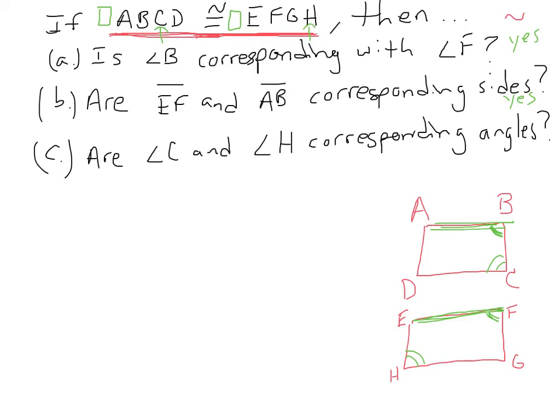But remember, if you have congruent figures, that means that all of these angles, G is the same as C, B is the same as F, they're exactly the same size and exactly the same shape. AD is the same exact length as EH. All right, let's move on.